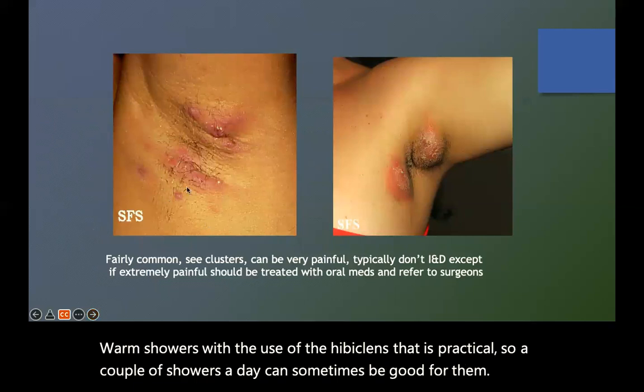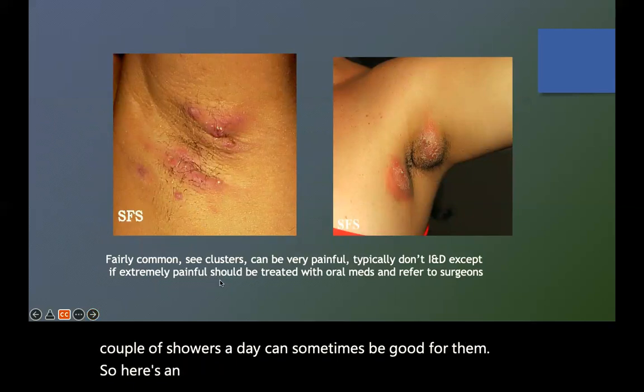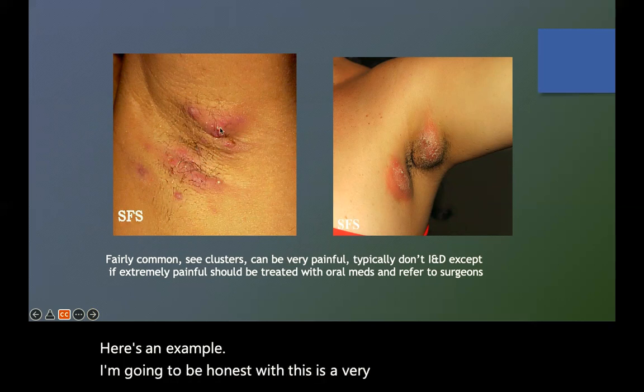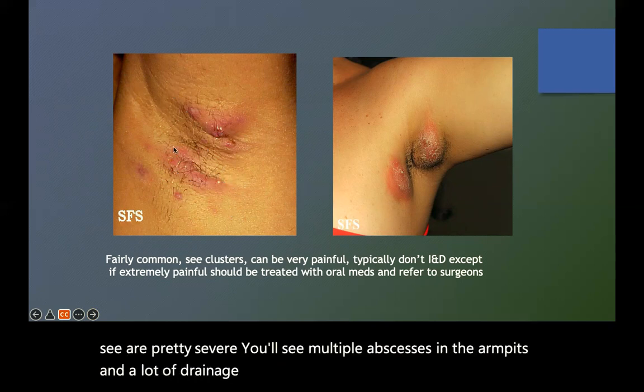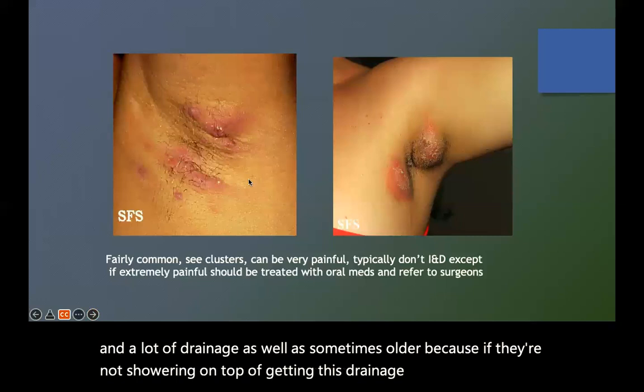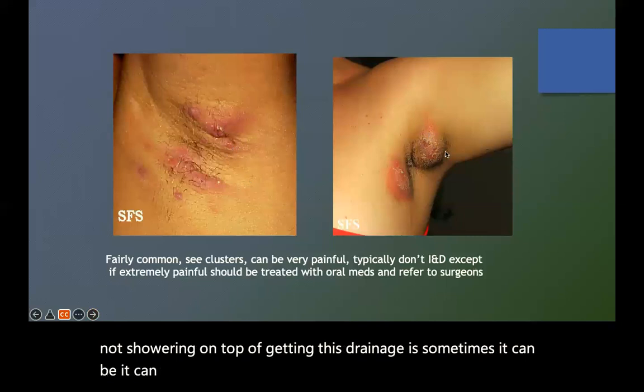So here's an example. I'm going to be honest with you, this is a very mild case. The cases that I see are pretty severe. You'll see multiple abscesses in the armpits and a lot of drainage, as well as sometimes odor, because if they're not showering on top of getting this drainage, it can really smell. This one in particular will likely need an I&D.